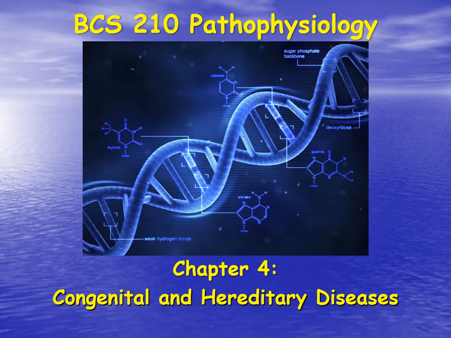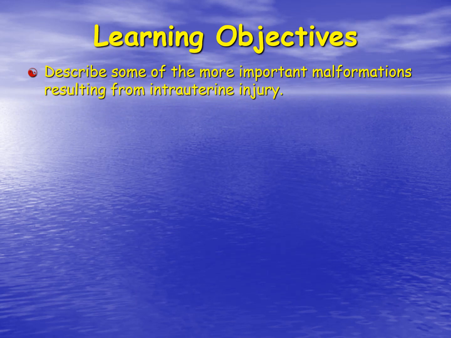And welcome to Chapter 4. In this chapter, we're going to talk about congenital and hereditary diseases. The learning objectives of this chapter are several.